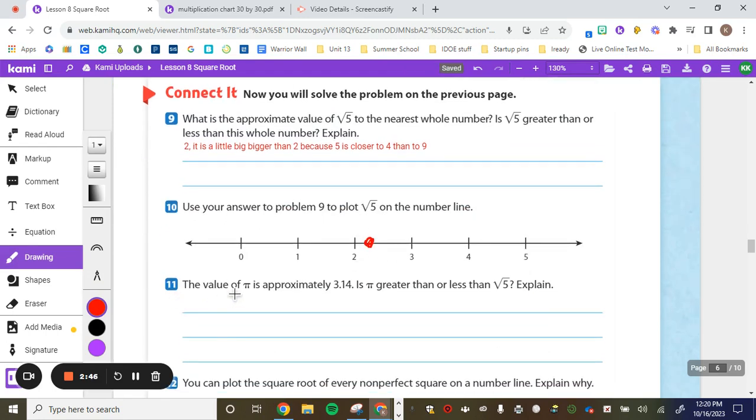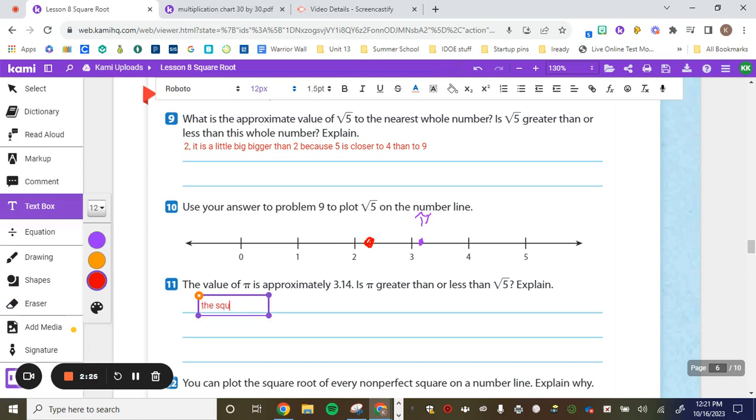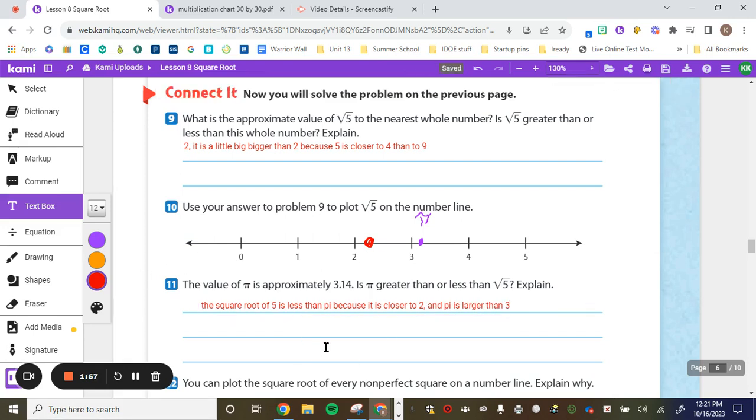Question 11 says the value of pi is approximately 3.14. Is pi greater than or less than the square root of 5? And explain. Well, pi is about 3.14, so it's about there. So we can say the square root of 5 is less than pi. Sorry, I don't have the symbols. You can write the symbols if you want to. The square root of 5 is less than pi because it is closer to 2 and pi is larger than 3 because it's approximately 3.14. Remember, you do not have to have the same exact words that I have in my explanation.